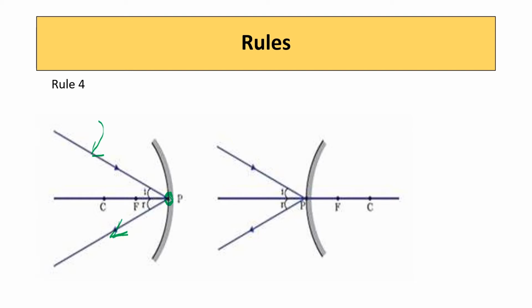It obeys the laws of reflection. The angle of incidence will be the same as angle of reflection. In all the cases, the laws of reflection are obeyed. This is the incident ray and this is the reflected ray. This is when the ray is oblique and not parallel to the principal axis.